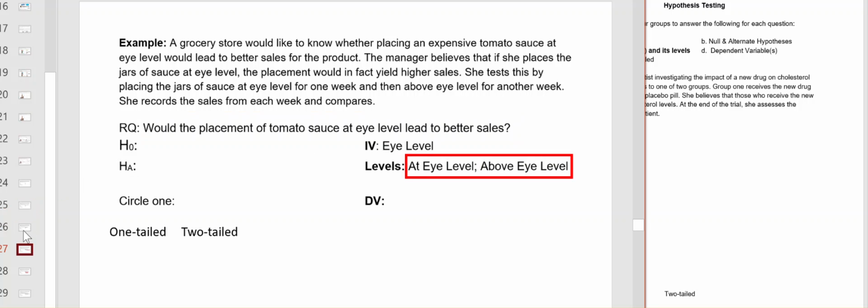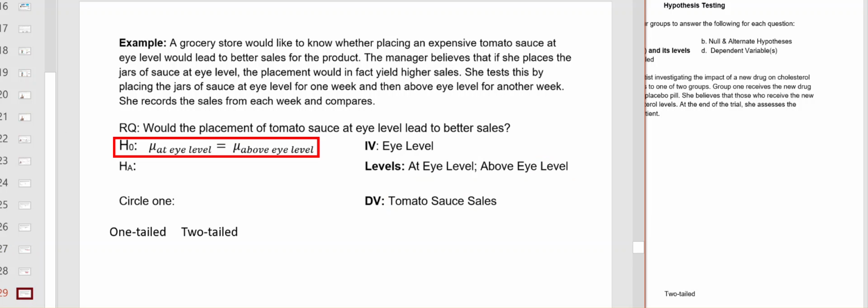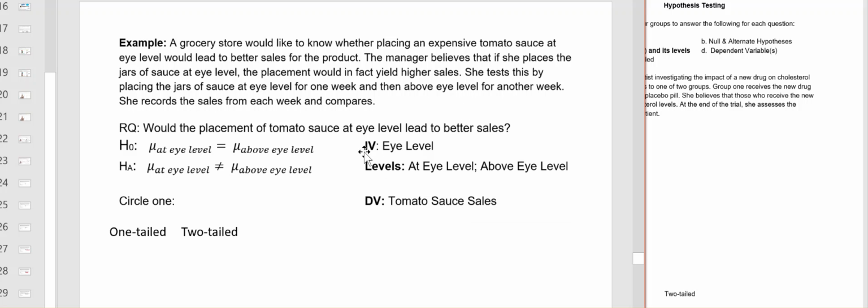And then what are we measuring based on these two conditions, or these two levels of the independent variable? Well, the manager believes that if she places the jars of sauce at eye level, the placement would in fact yield higher sales. Sales is the dependent variable. And then we've looked at these two right here when it comes to null and alternative hypothesis. Now, let me ask you this. Would this be a one-tailed test or two-tailed test? I'm going to pause here just so that you can think about it.